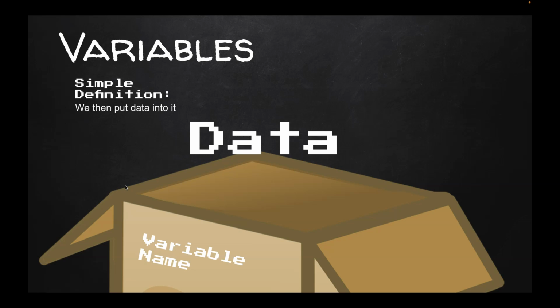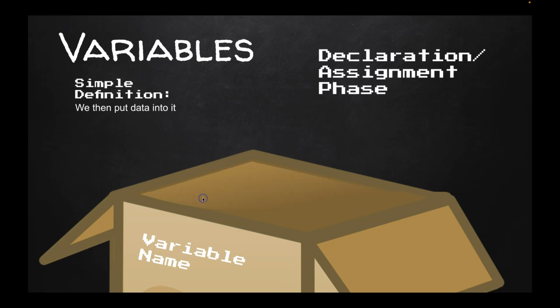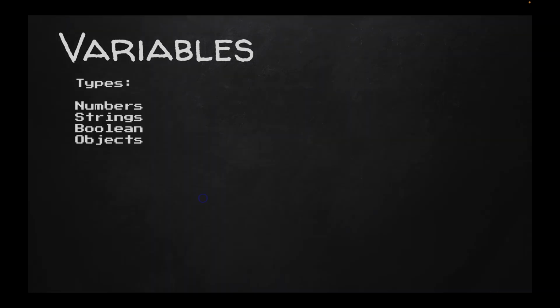Now, when we put something in with the variable, that is called either the assignment phase or the declaration phase. The initialization phase is when we create the variable name, we save that memory space. The declaration or assignment phase is when we actually put information in it.